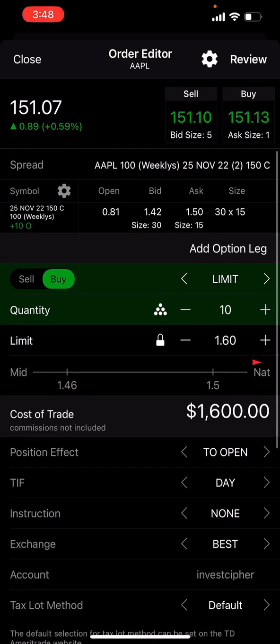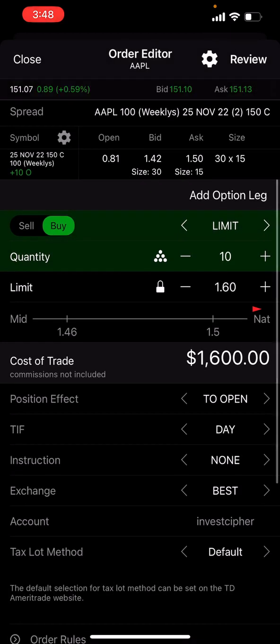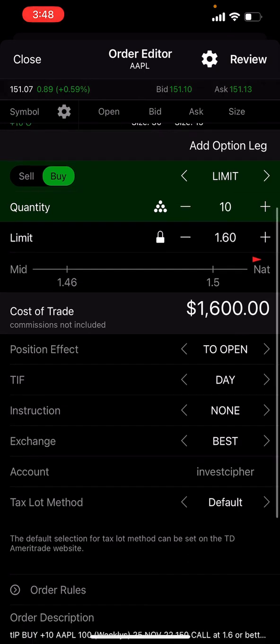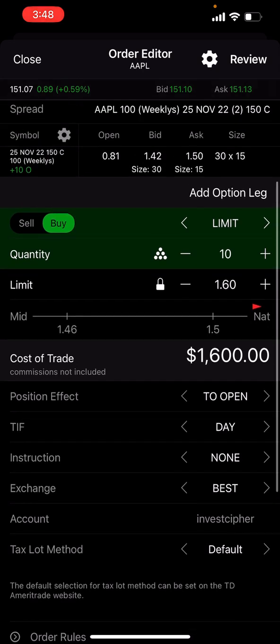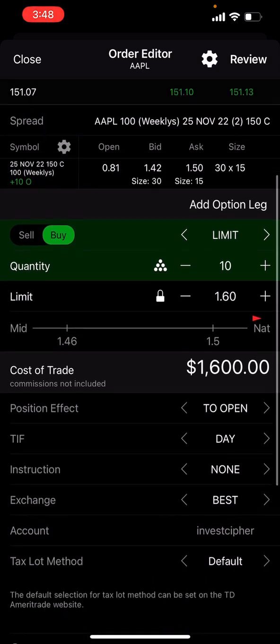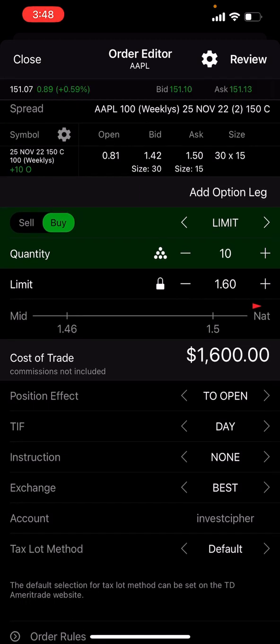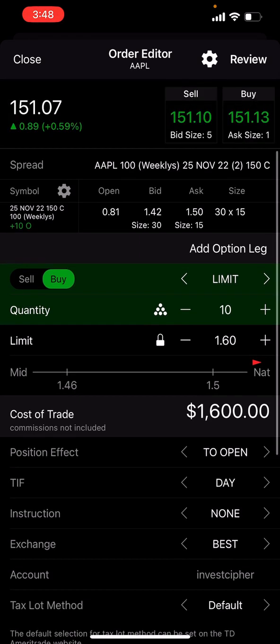Down here, the cost of the trade is how much it's going to cost you based on how many contracts you put in. And everything down here is advanced settings. Nothing that you will need to know getting started. But as you get more advanced, there are a lot of cool things you can do, like add stop losses and stuff with these features down here. So that's how to put in a trade.